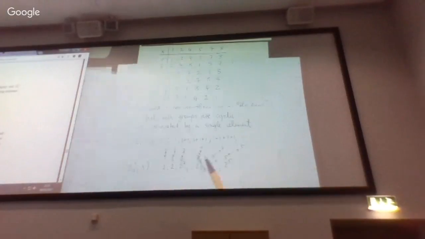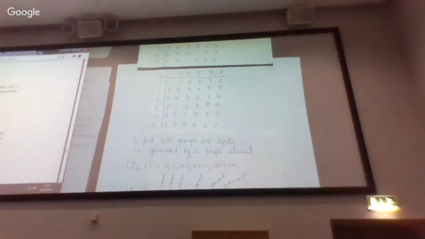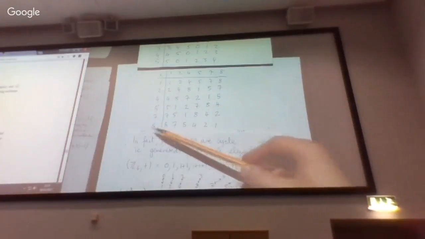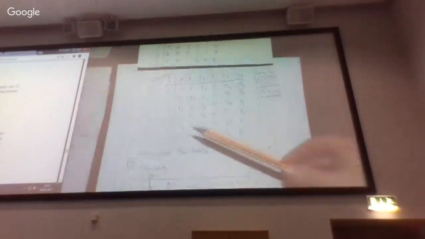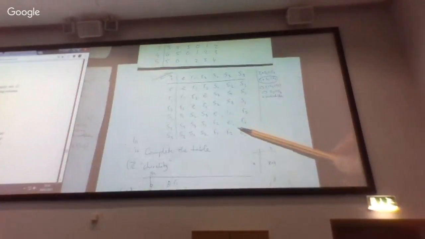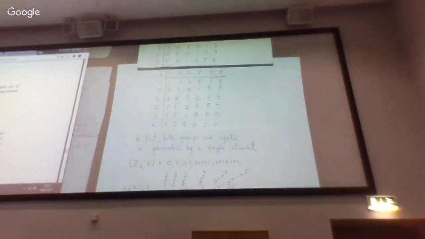Whereas in Z9, there's only 1 non-identity element, 8, such that when you square it, you get the identity. Every other non-identity element, when you square it, you do not get the identity. Whereas in D3, there are 3 non-identity elements such that when you square them, you get the identity. That's enough to show that it's a significantly different group than either of these two.